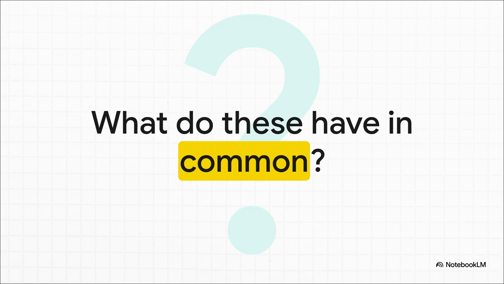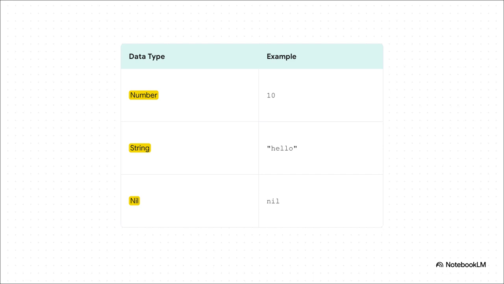All right, I want to kick things off with a little puzzle for you. Take a look at these three things. On the surface, they look like they have absolutely nothing in common. But in Ruby's world, they're all connected by a pretty big secret. So you've got a number, a bit of text, and, well, nothingness. A whole number, a word, and just zilch. What could possibly tie these together?